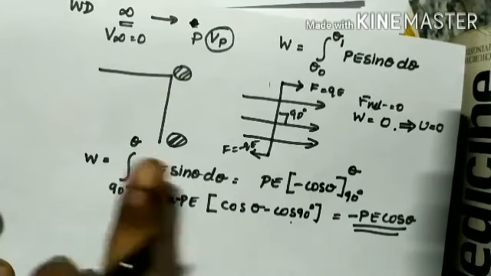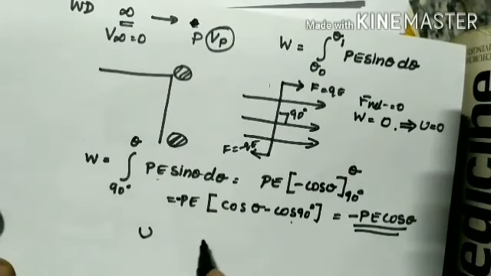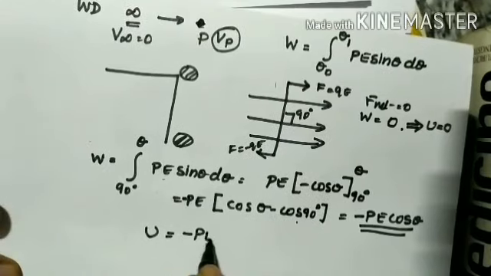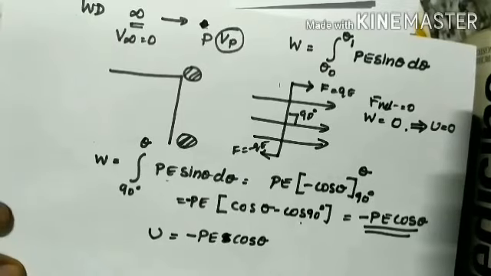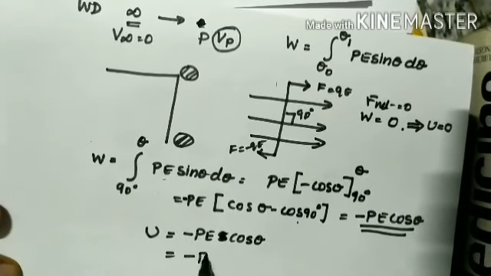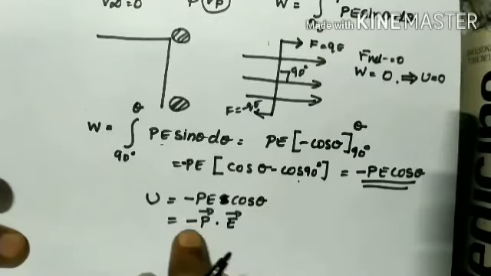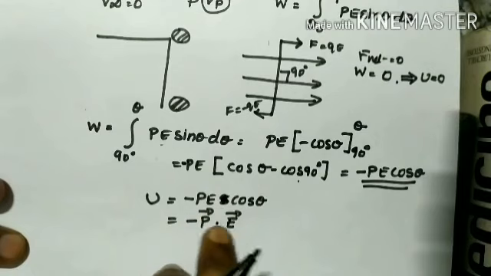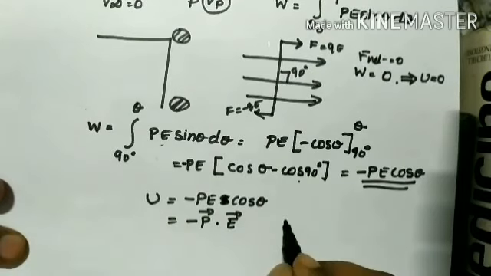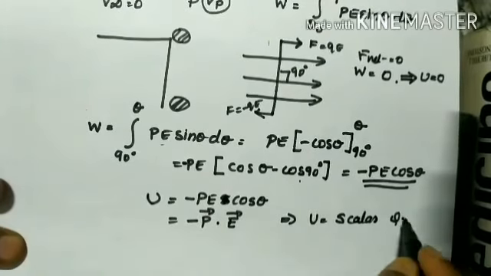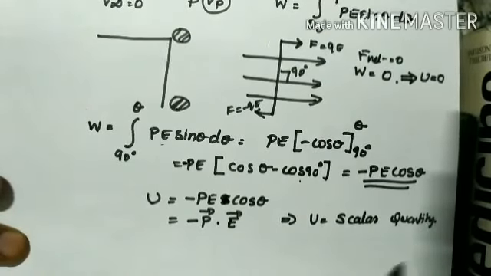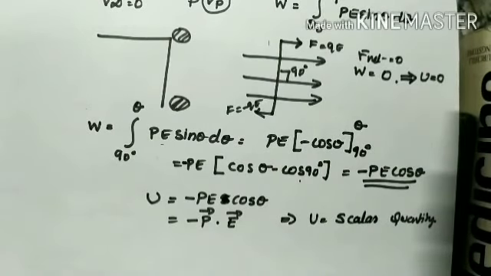Right, again guys, work done is equivalent to what? Potential energy. So this is the expression for potential energy also, minus PE cos theta. PE cos theta means it is a dot product. So it is minus P dot E. These two vector quantities are multiplied in a dot product way, which means potential energy is a scalar quantity. Hope it is clear.